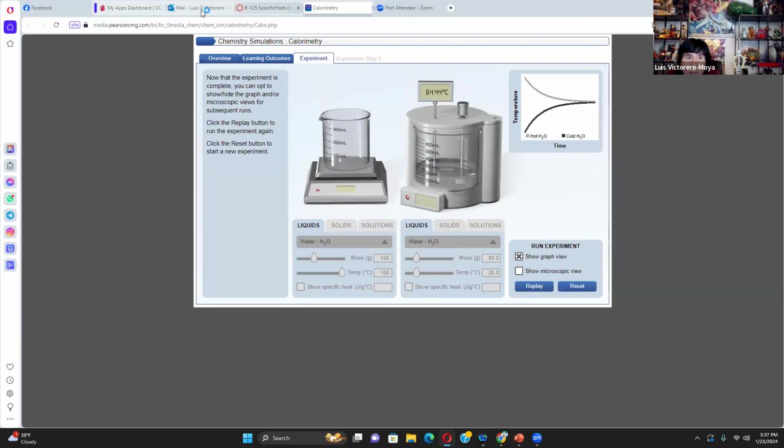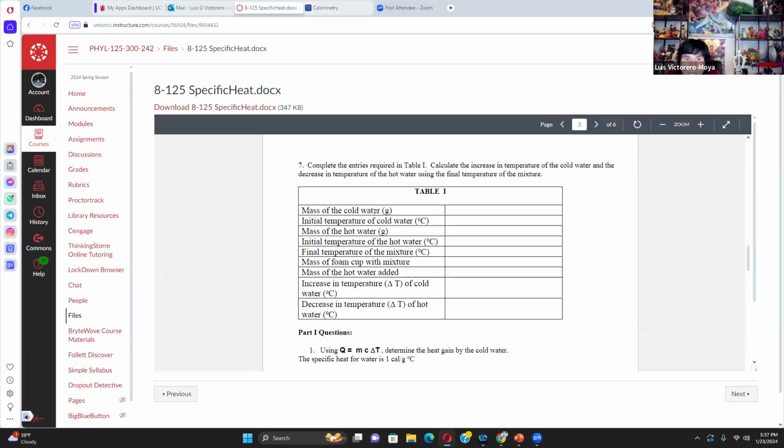So you can go back to the lab and you can fill in this table, the mass of cold water, the initial temperature of cold water, of hot water the same, and the final temperature of the mixture, which in this case will be 64.44. The mass of the foam cup, you don't need to worry about that, all right? Because again, you are not doing a lab in person.